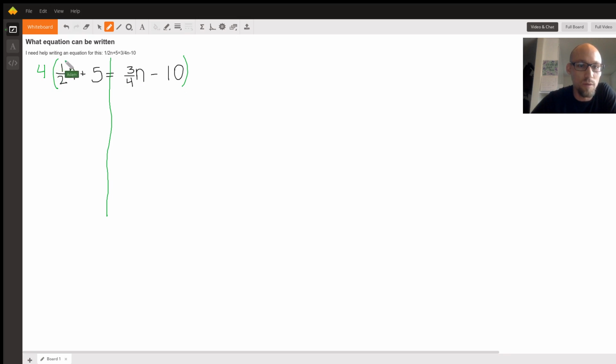So I'm going to distribute this 4 to this. I'm going to multiply the 4 here, here, and here. And the trick with this is when you multiply by 4, you're essentially multiplying by 4 over 1 because 4 divided by 1 is 4. So that's the same thing as 4. But I say that because when you multiply fractions, you just multiply the top thing by the top thing and the bottom by the bottom. So in this case, 4 times a half is going to be 4 divided by 2, which is just 2. So 2n plus 4 times 5 is 20.